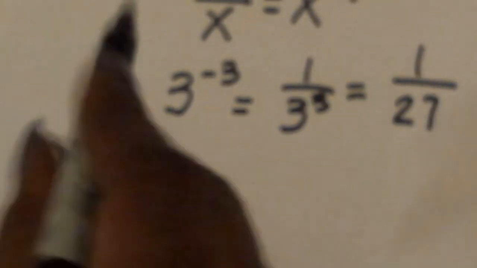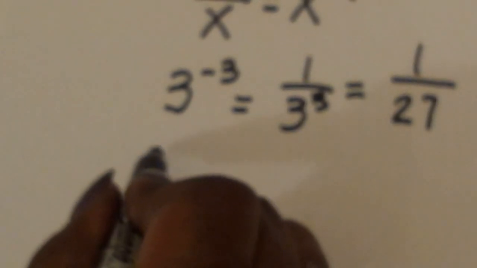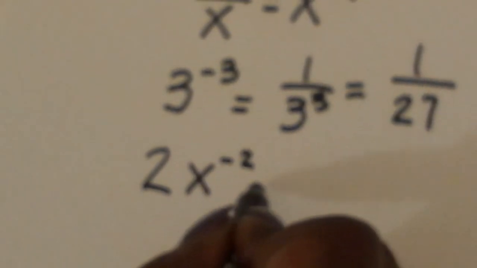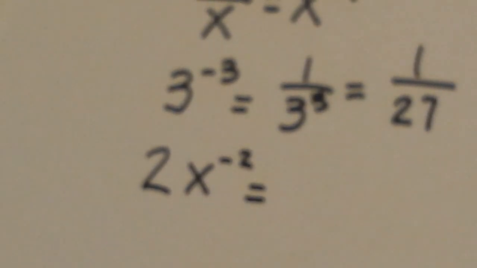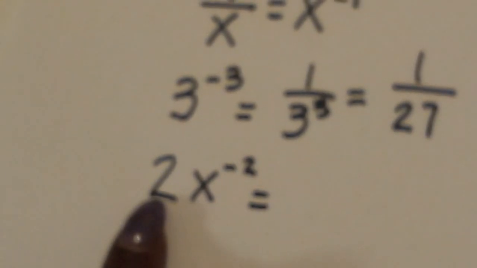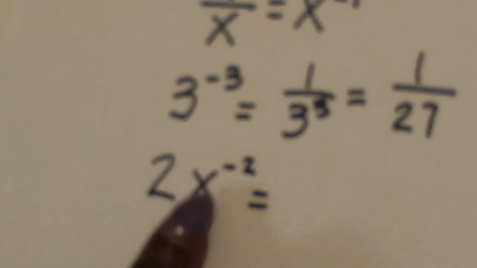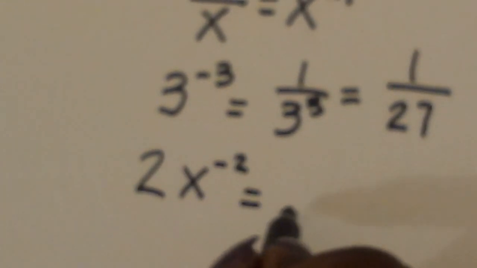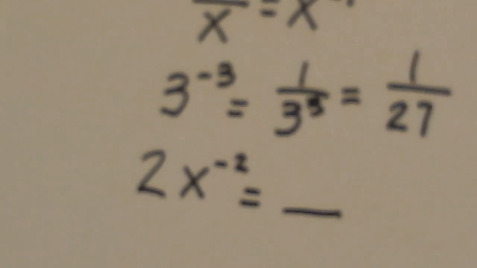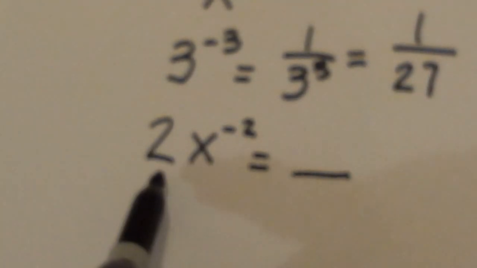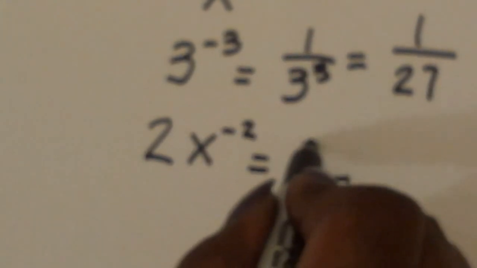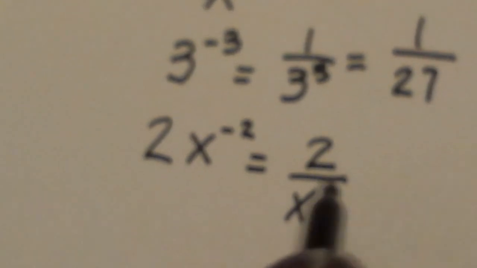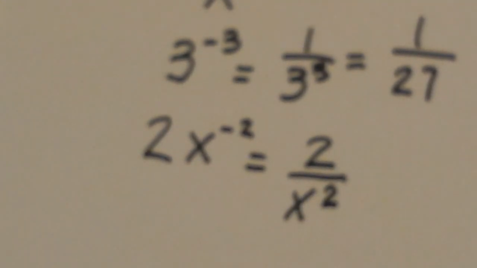Now I'll give you one more, and then your entrance ticket. I have 2x to the negative 2 power. Now, don't get mixed up. Notice the 2 does not have a negative power, just the x. So when this happens, you're still going to make a fraction, but our numerator will not be 1 this time because we have a coefficient. That becomes the numerator, and then we put x as our denominator with our positive power. There you go.